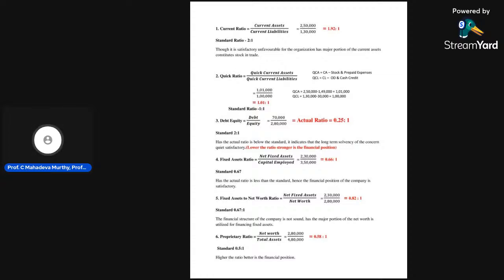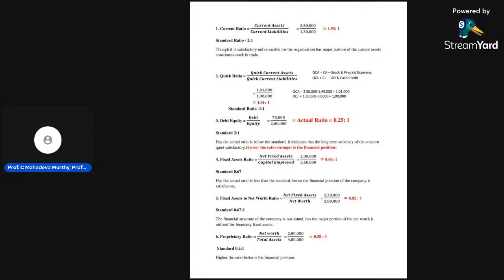Therefore, totals are most important. If you go for computing the ratios again and again, if you go for totaling, you can avoid that, because for each and every ratio we need the total of debt and the total of equity. Therefore, the income statement and position statements are most important here. Here, debt is 70,000. See the position statement. Debt is 70,000. Equity is 2,80,000. We already totaled equity. Yes, 70,000 divided by 2,80,000.